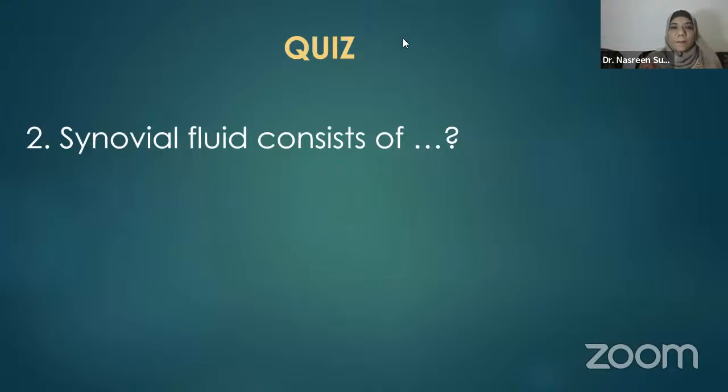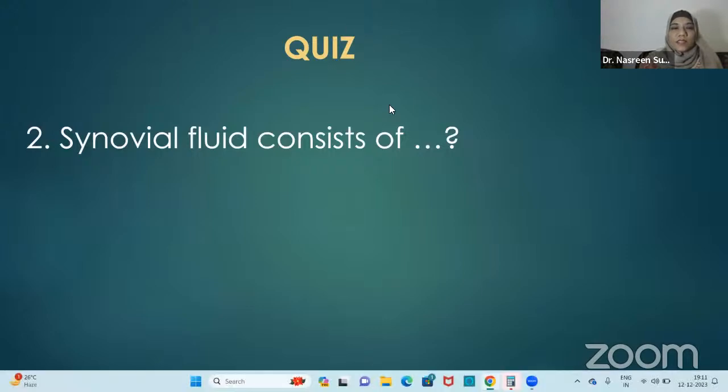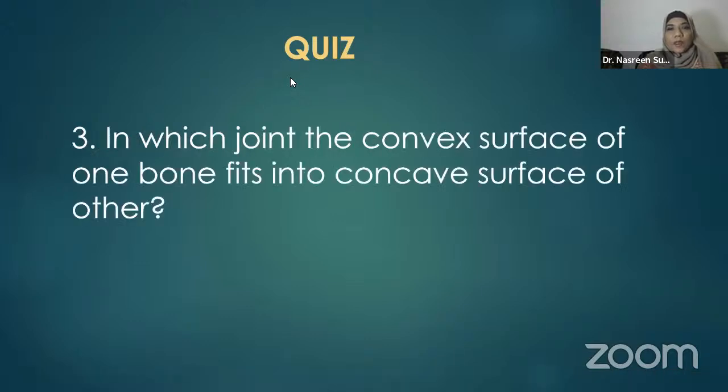Next, synovial fluid consists of, it is made up of, any answer? Hyaluronic acid. Okay. And the last one is, yes, the convex surface fits into the concave surface. In which type of joint? Yes, rightly said, it is hinge joint.